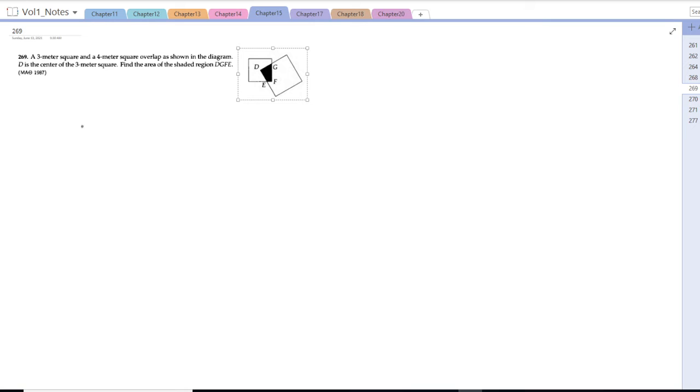So question number 269. We have a 3 meter square and a 4 meter square. So let us draw a 3 meter square. Then with the center D, we draw another 4 meter square. Let's draw this.